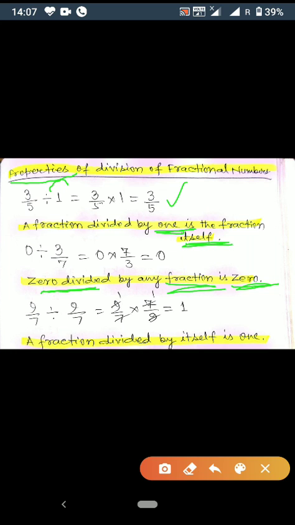Similarly, 0 divided by any fraction is 0. 0 divided by 3 by 5 equals 0 multiplied by 5 by 3, equal to 0.